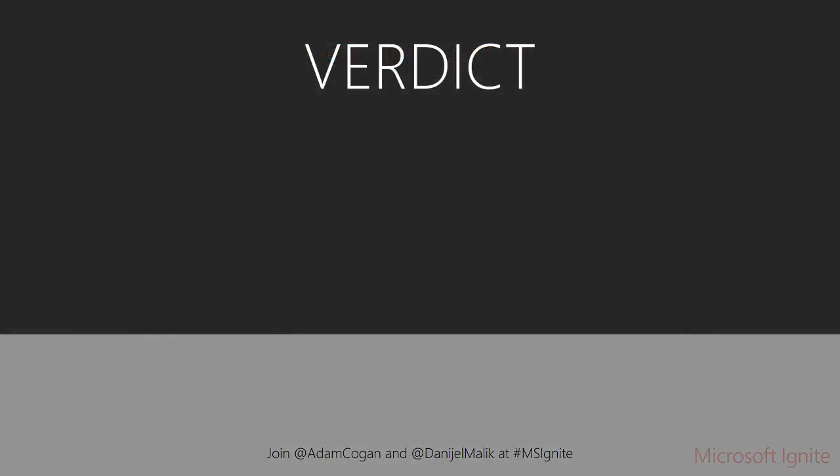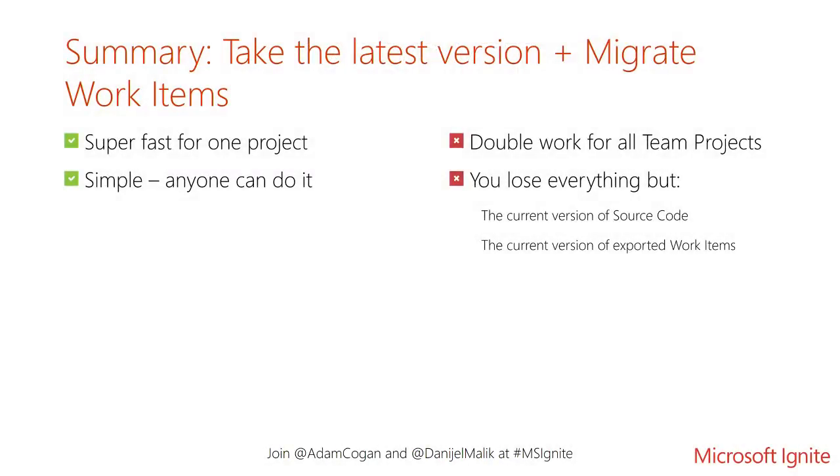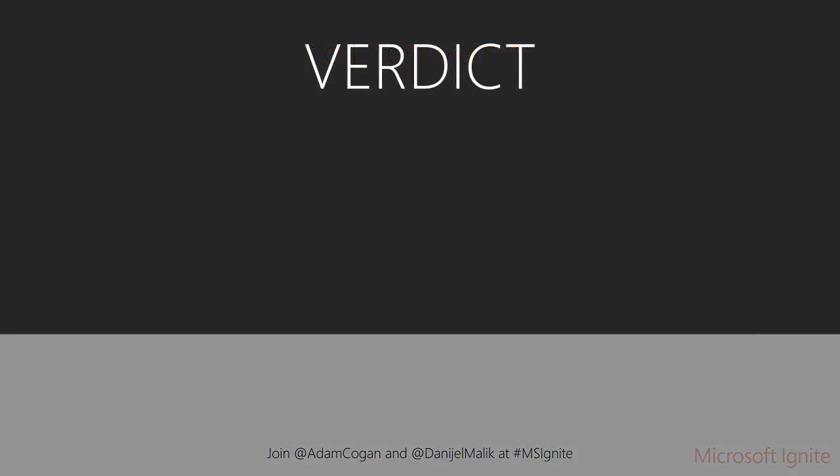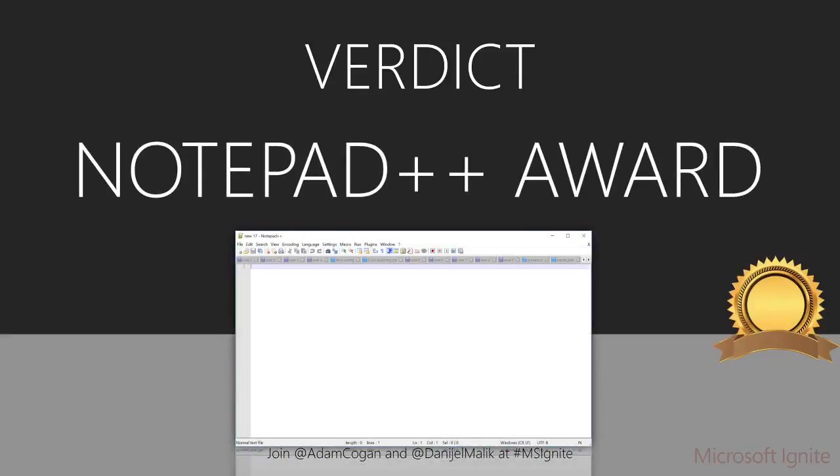It's going to be even worse than that because we have a lot of, in our code, when you check in code, you can associate that to a work item. All that gets clobbered as well, so that's not awesome. So I give this one an award. I give this the Notepad++ award, okay? It's not really where I wanted to get to.